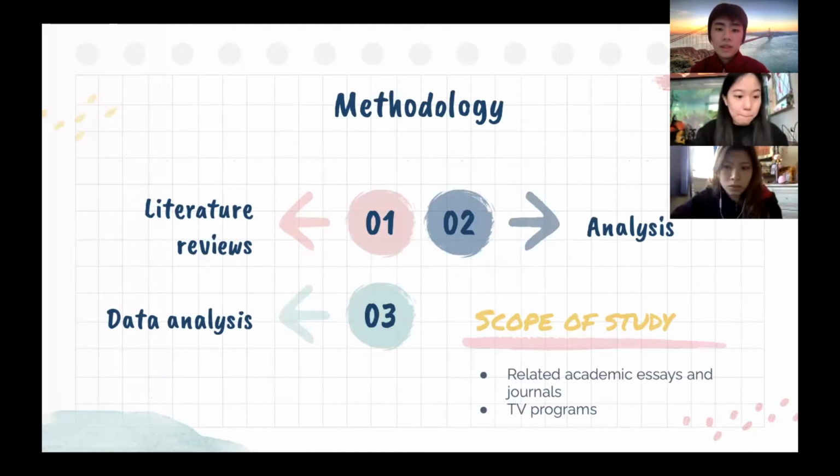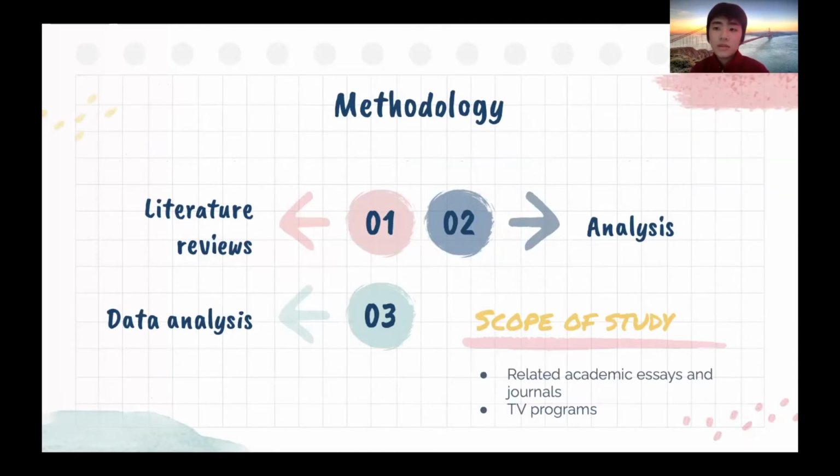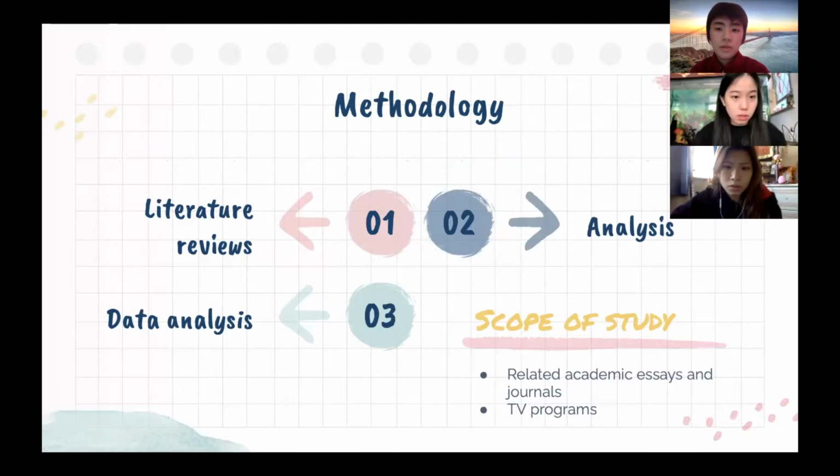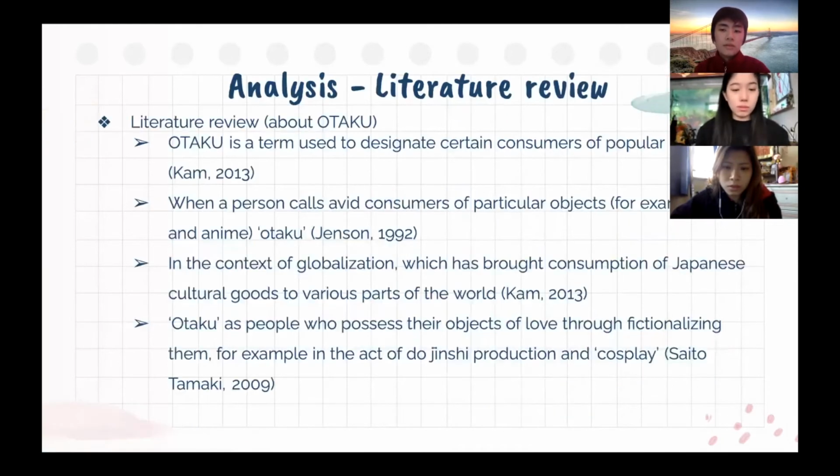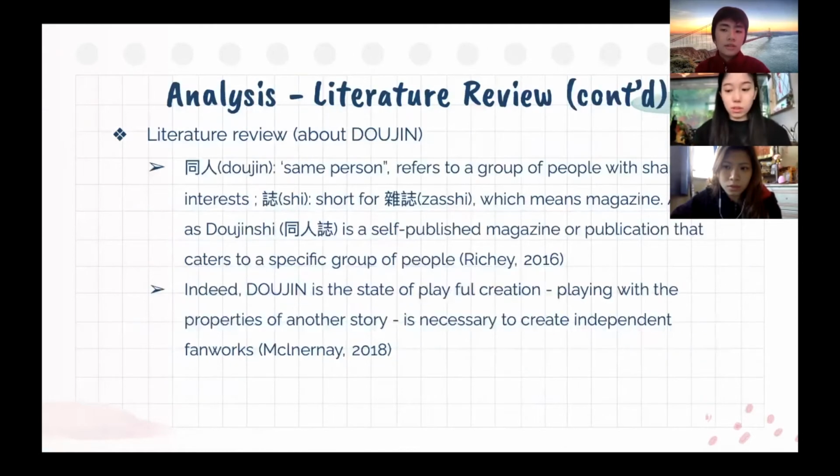And here is our methodology and the scope of our study. We will mainly focus on literature reviews of related academic essays and journals, as well as some theory programs. We will also conduct data analysis in order to depict the real situation of doujin culture among otakus. And here is the literature review about the definition of otaku and doujin, just like my groupmate said before.